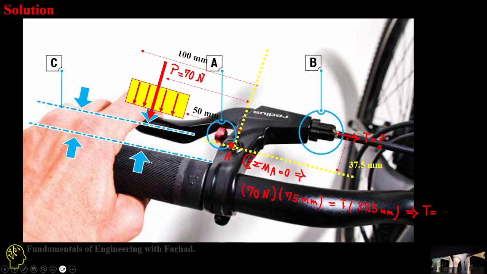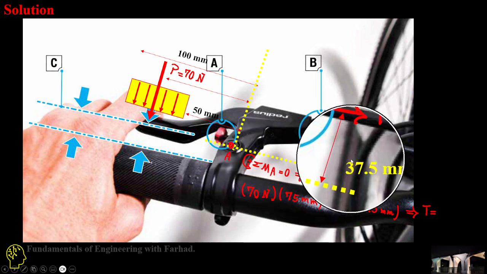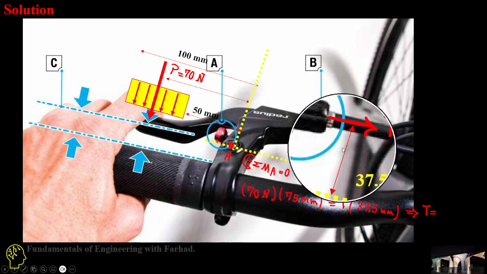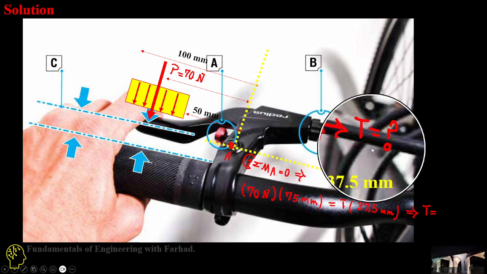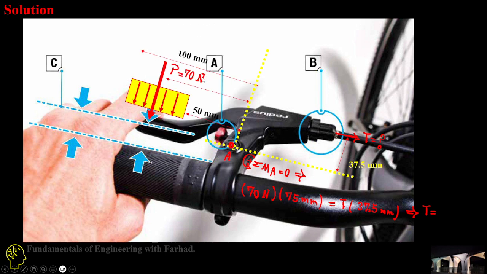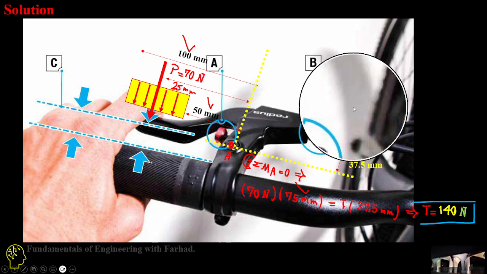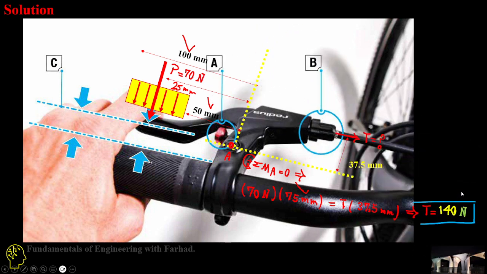We already have the dimensions. So this is 37.5 millimeters, the vertical distance to point A for the tensile force in the cable. And the dimension is provided: this is 50 millimeters, all the way is 100, and the location of the conversion of the distributed load to a concentrated load is equal to 15 plus half of this distance, 25 millimeters, which is 75. If you do so, it gives you a tensile force in the cable equal to 140 newtons.